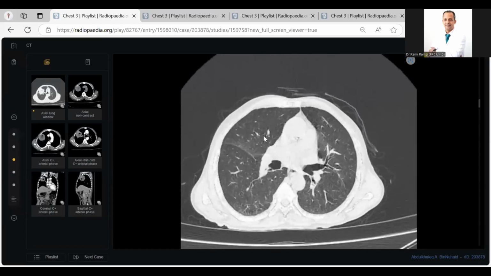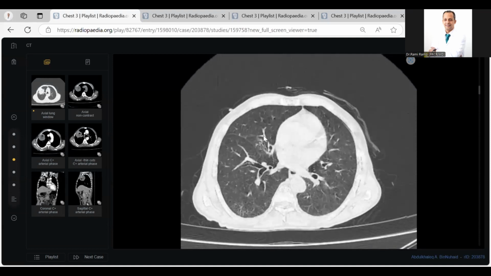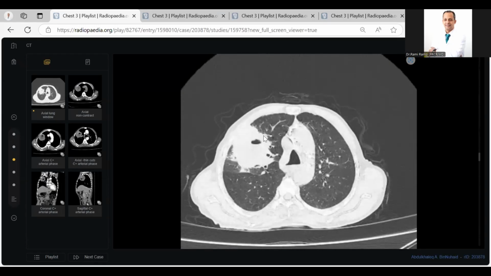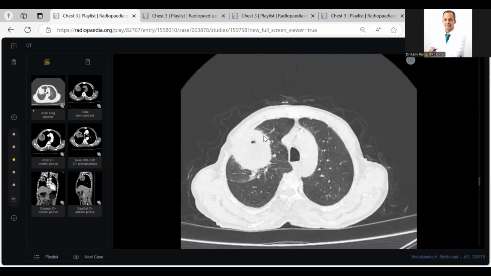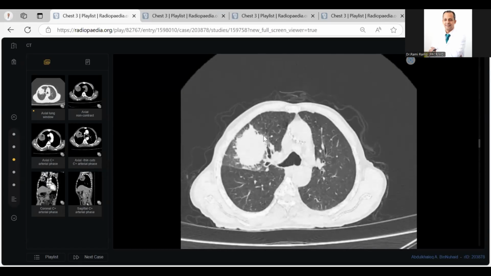What's your differential diagnosis? Because time is up, the differential diagnosis for this cavity lesion is likely a lung mass, likely a cavitary lung mass. So your differential will be lung carcinoma in this patient. What will you do next?